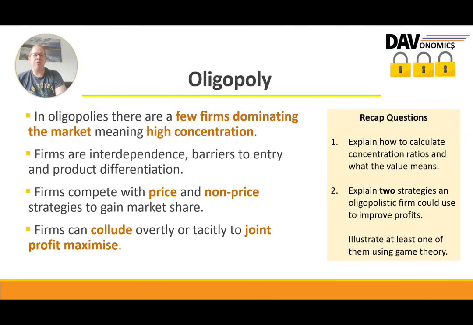If you compete, it's price and non-price. If you collude, then it's going to be overt or tacit, depending whether you've got a formal agreement or not, and they joint profit maximise. So lots of different things, lots of real-world examples, your supermarkets, your high street banks, your petrol stations, all these things, lots of questions in the exam on these.